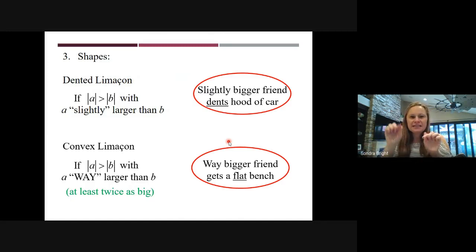So the dented limacon will have a little dent in it. And that's if A is bigger than B, but just a little bit bigger. But if A is bigger than B and a lot bigger, twice as big or more, you would give your friend a flat bench to sit on. And those convex limacons have a flattened out side right there. So that's how you tell the difference on how to graph these shapes.